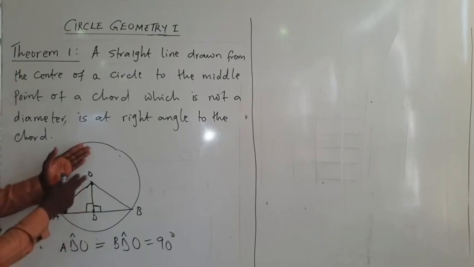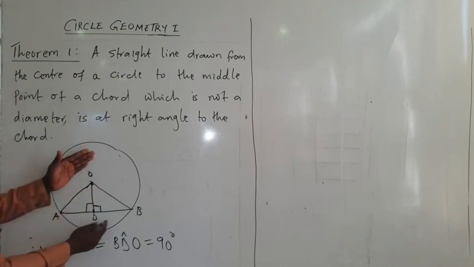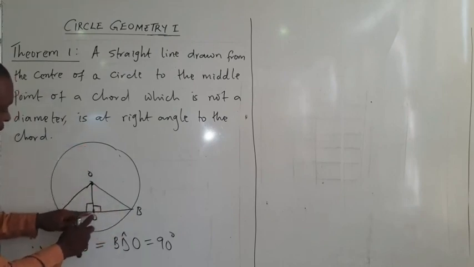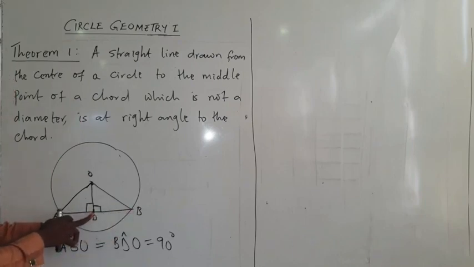So the line drawn from the center to the middle point of the chord, which is not the diameter, is at right angle to the chord. That is, the angle between the line and the chord is 90 degrees. That's just the summary. So that is that on the first theorem.